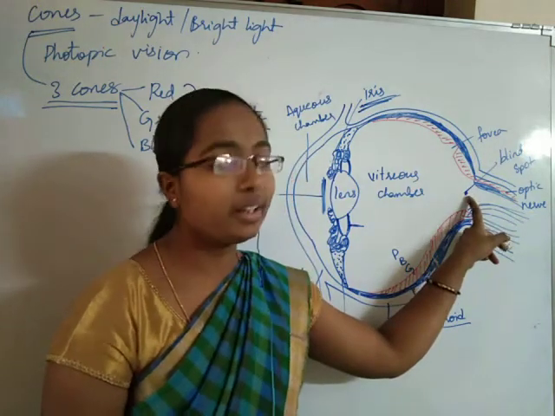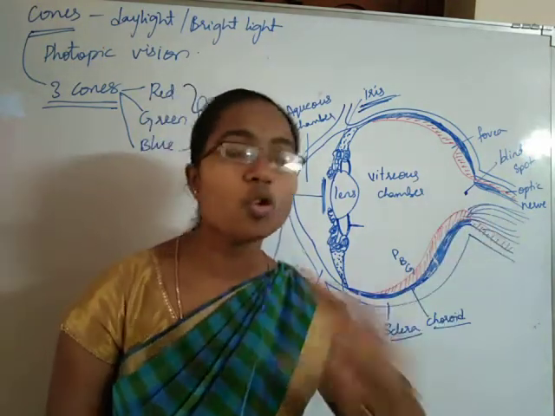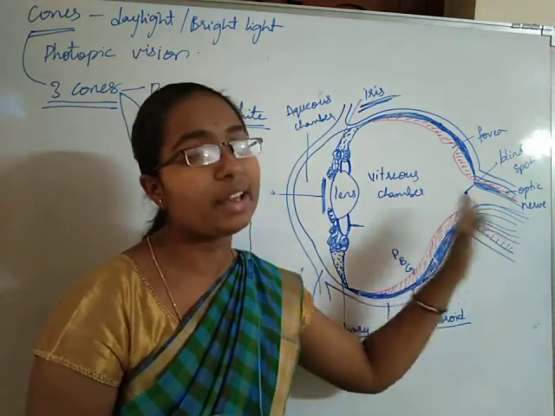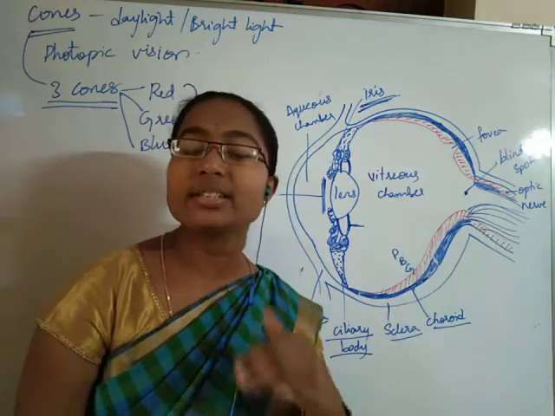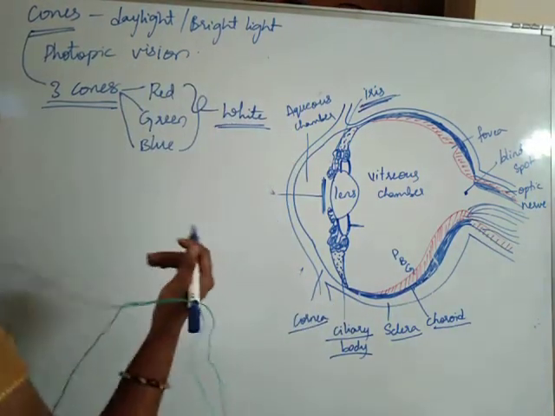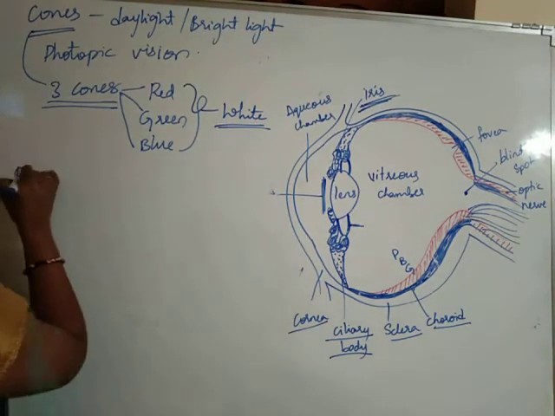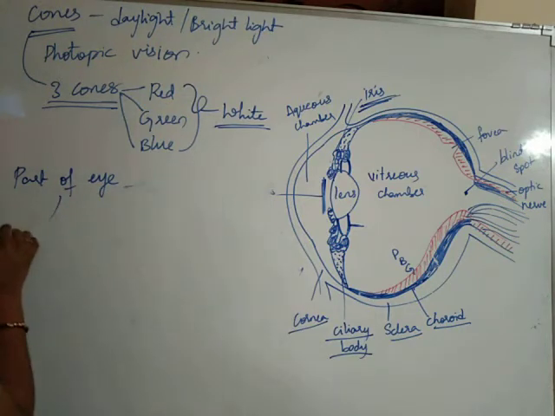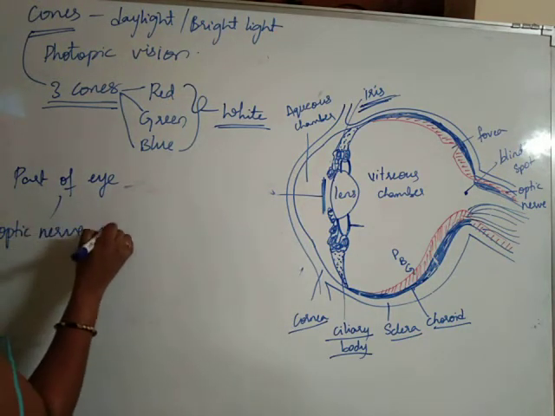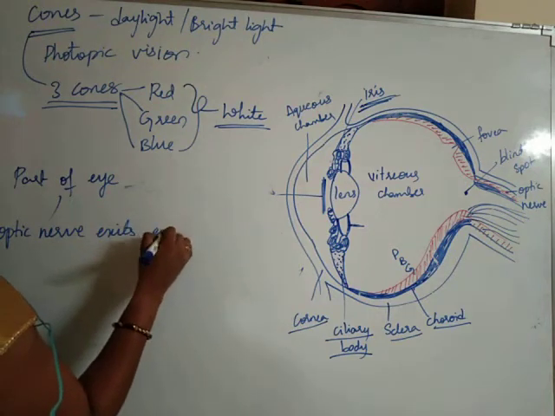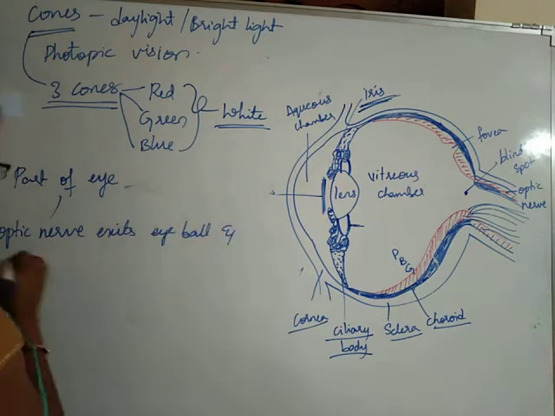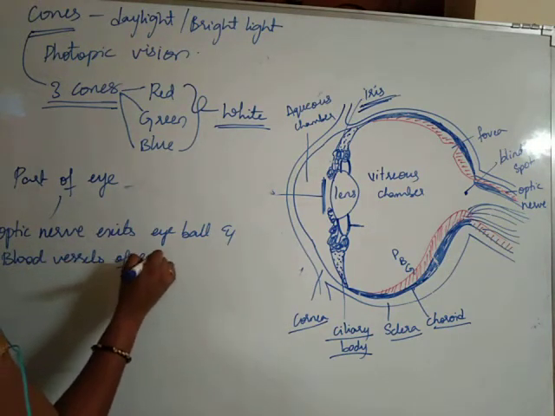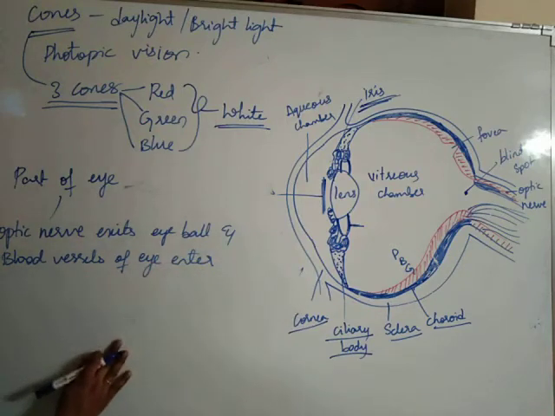This spot consists of no rods or cones. This is the place from where the optic nerve exits the eyeball and the blood vessels come into the eyeball. That part of the eye where the optic nerve exits the eyeball and blood vessels of the eye enter into the eyeball.